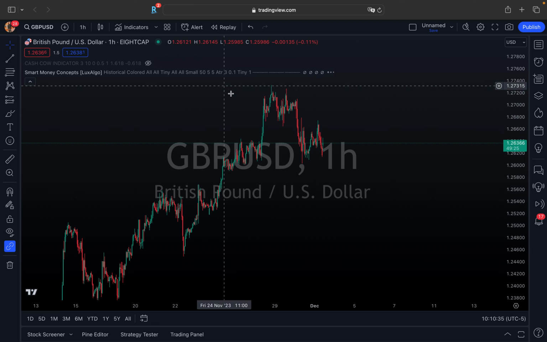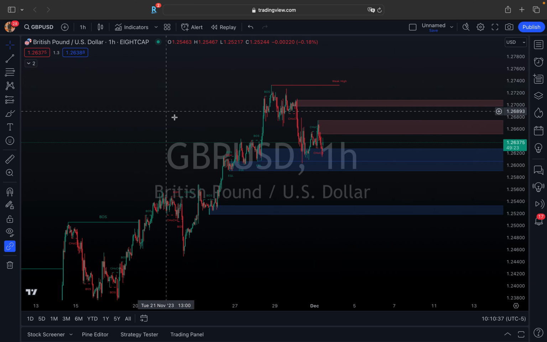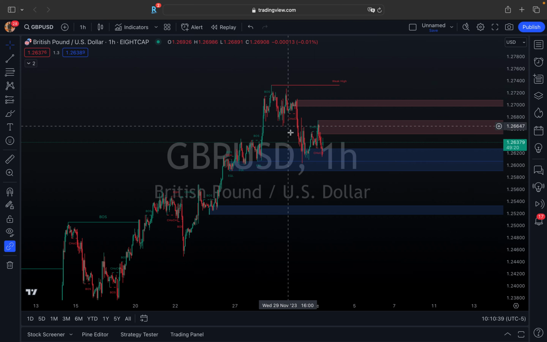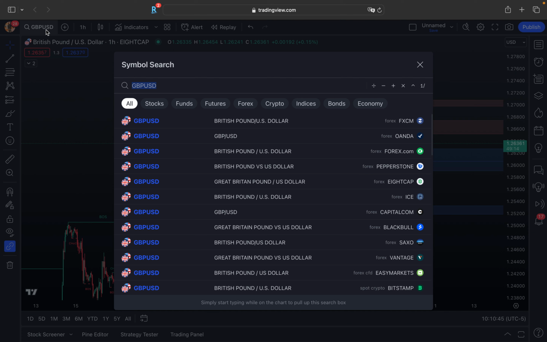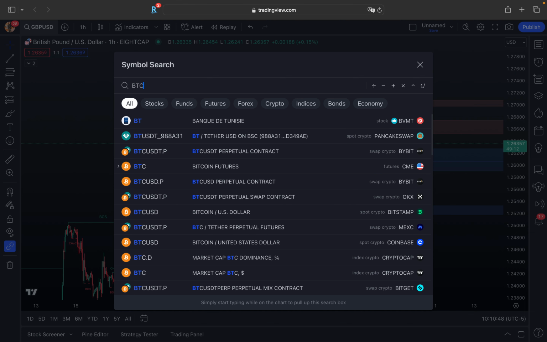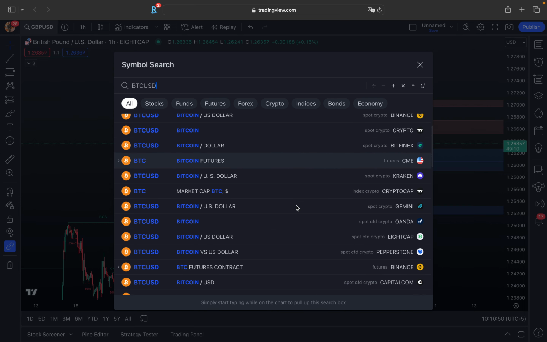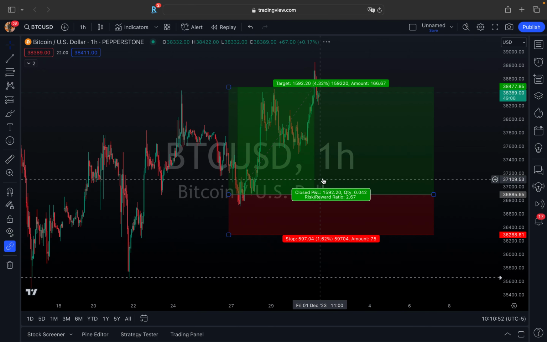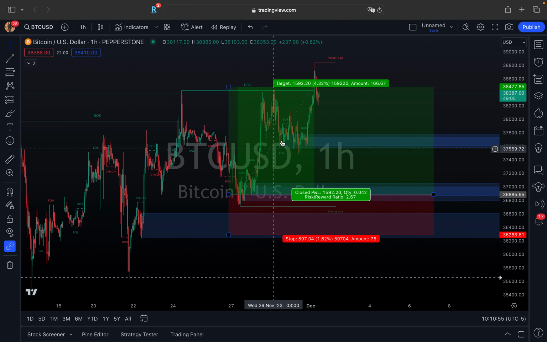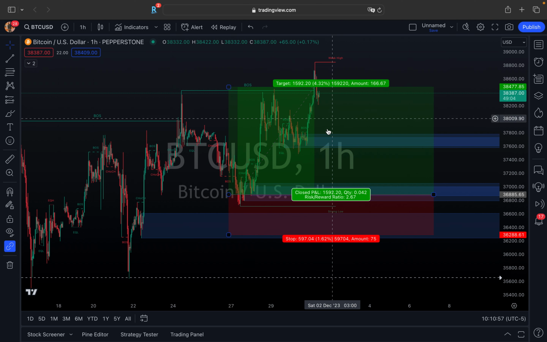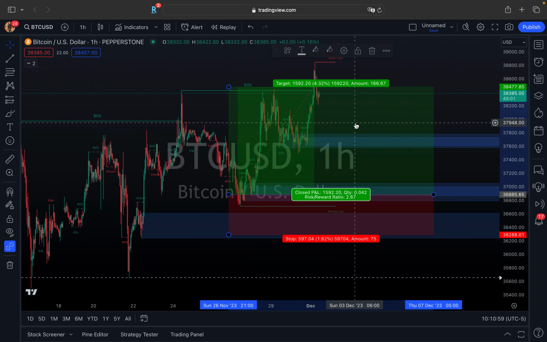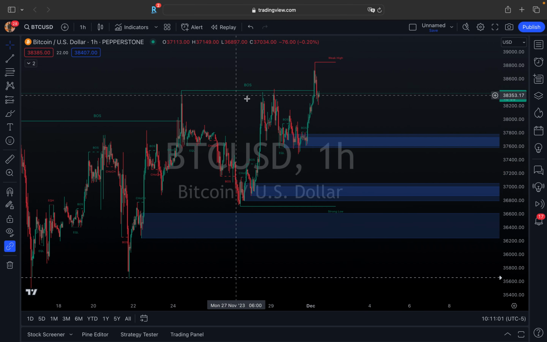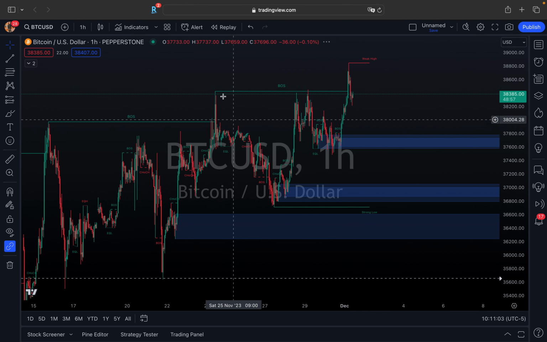Once you put it on the chart and get it loaded up, this is how I actually use it, and I'm actually profitable with it as well. I use it on many different pairs, GBP USD, and I also use it on Bitcoin as well. As you can see, this was the last Bitcoin trade that I got off of Smart Money Concepts. I deleted that off the chart, but this is the way that I like to do it.